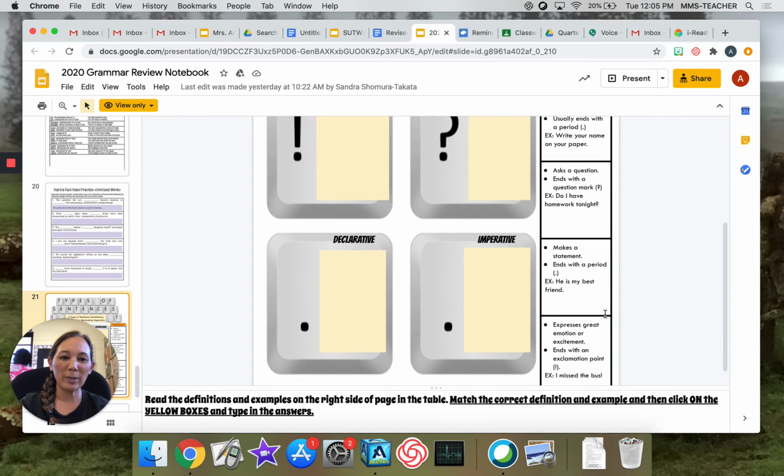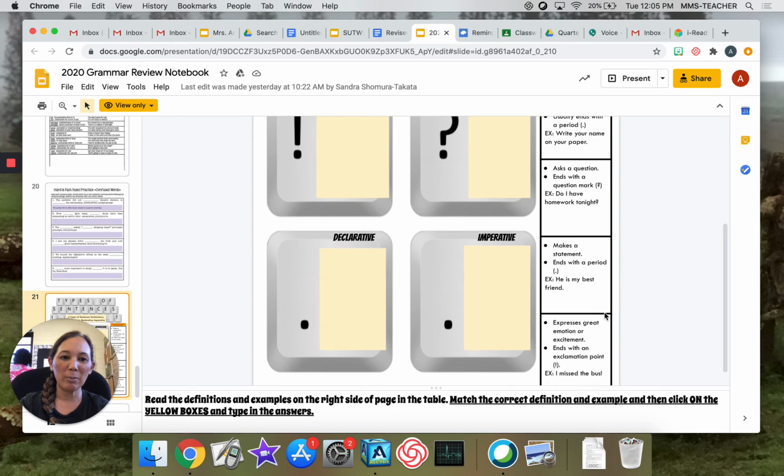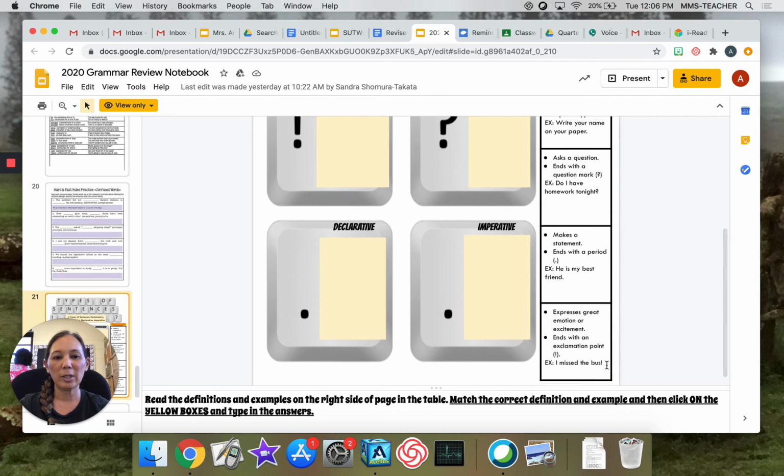Okay, the next type of sentence, it says, it makes a statement, it ends with a period, and the example for it is, he is my best friend. It's not asking you to do anything, it's just making a statement. And so this type of sentence is called a declarative sentence. So please type this example in the box for declarative.